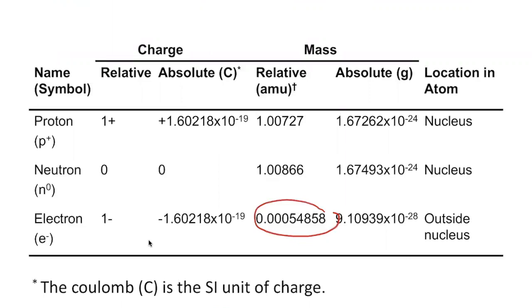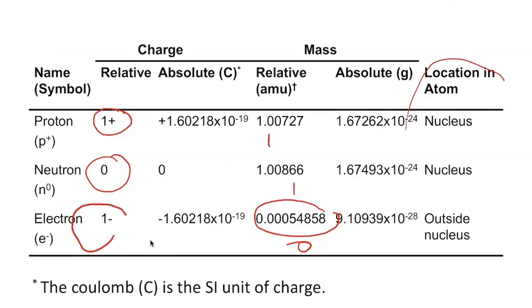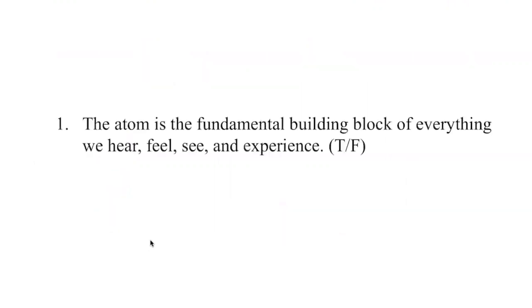So the mass of a proton is going to be 1 AMU, the mass of a neutron, 1 AMU, and the mass of the electron, 0 AMU. That's why the denser part of the atom is in the center. The charge of the proton is +1. Charge of the neutron, 0. The charge of the electron is going to be -1. And you want to make sure that you know the location. So I'll give you a minute for you to try to answer this question.